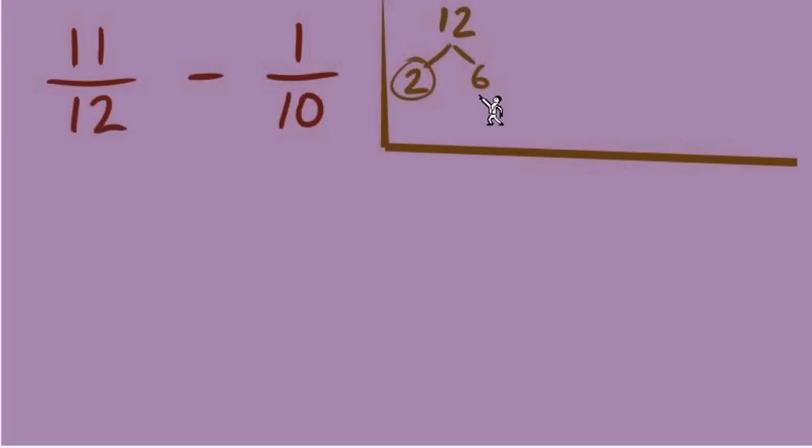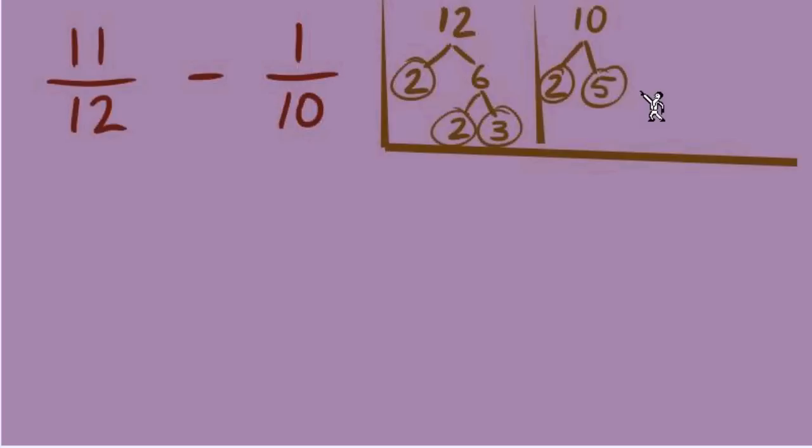So first I went for 2 and 6. The 2 is prime. The 6 we can break down further into 2 and 3. Next, the 10, we can break this down into 2 and 5. And finally, build the LCM. So we'll have to use them all.